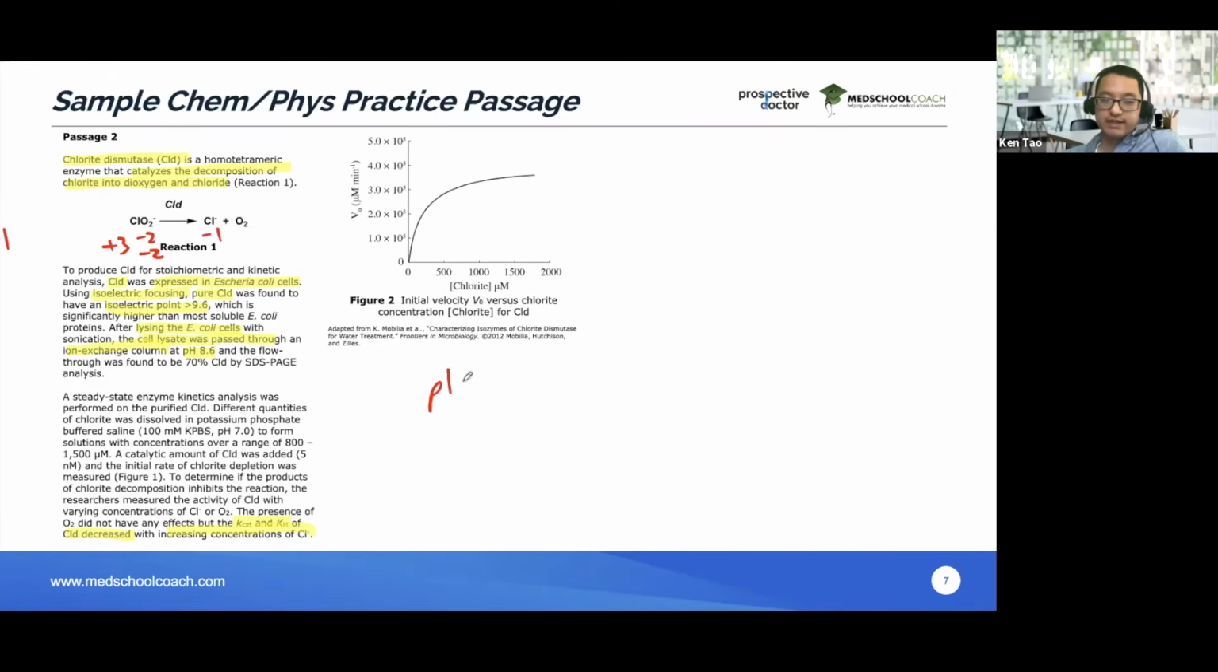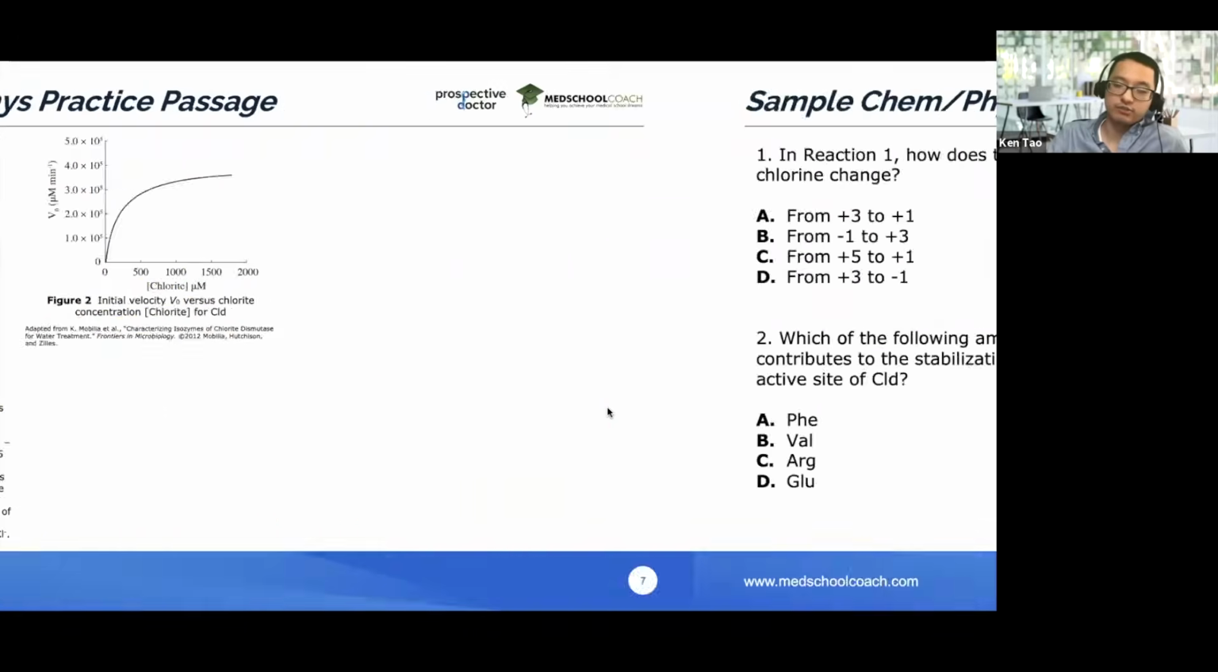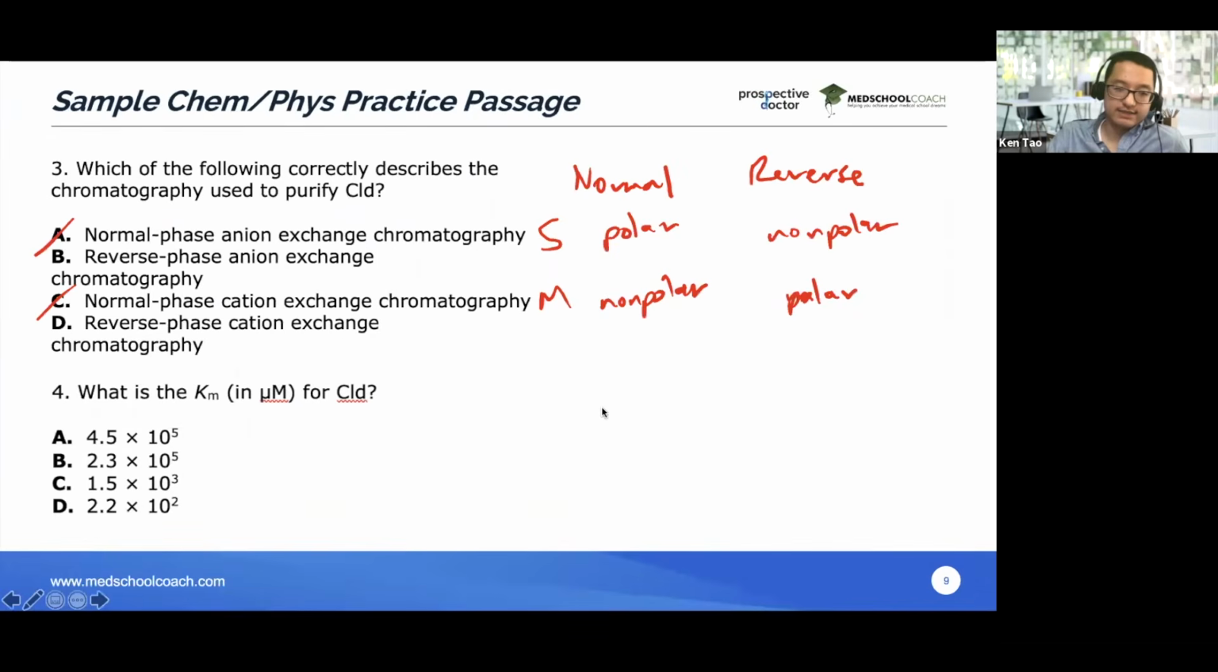In this case, something to keep in mind is knowing how pH compares with pI. When the pH is less than the pI, your molecule is going to be positively charged. When the pH is greater than the pI, your molecule is going to be negatively charged. When the pH is equal to the pI, your molecule is going to be neutral. So in this case, since we know the pH is less than the isoelectric point, our molecule is going to be positively charged. If it's positively charged and it flows through the column, that means your column cannot be trapping cations. Therefore, it has to be anion exchange chromatography. And that allows us to select answer choice B.